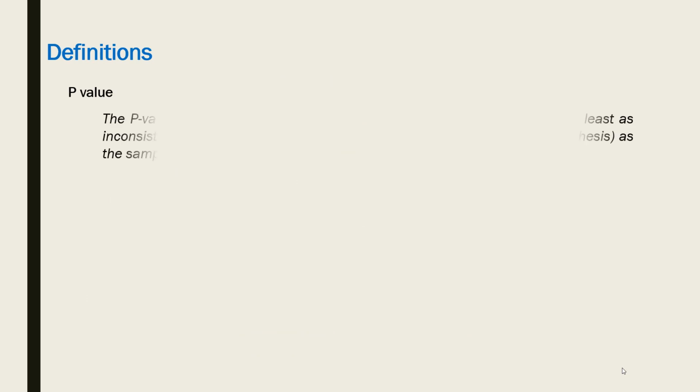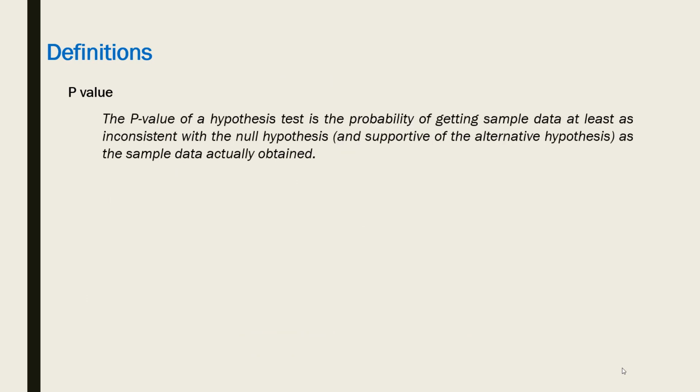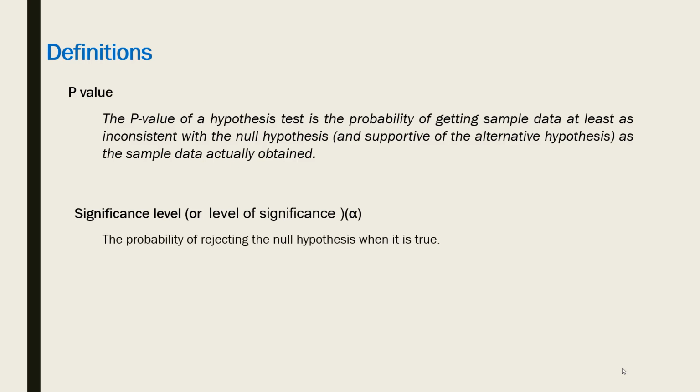Definitions: p-value. The p-value of a hypothesis test is the probability of getting sample data at least as inconsistent with the null hypothesis and supportive of the alternative hypothesis as the sample data actually obtained. Then the significance level, or level of significance, we use alpha. It is the probability of rejecting the null hypothesis when it is true.